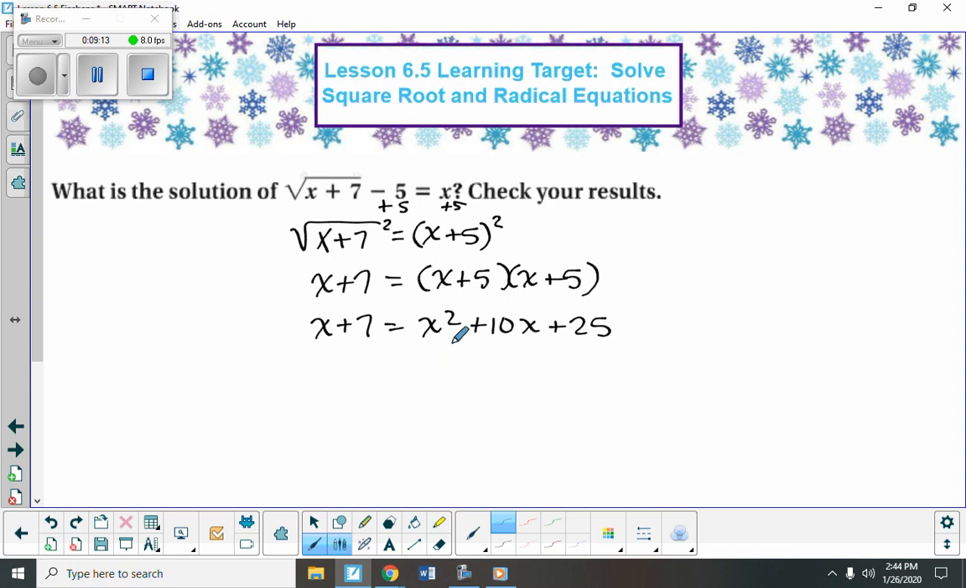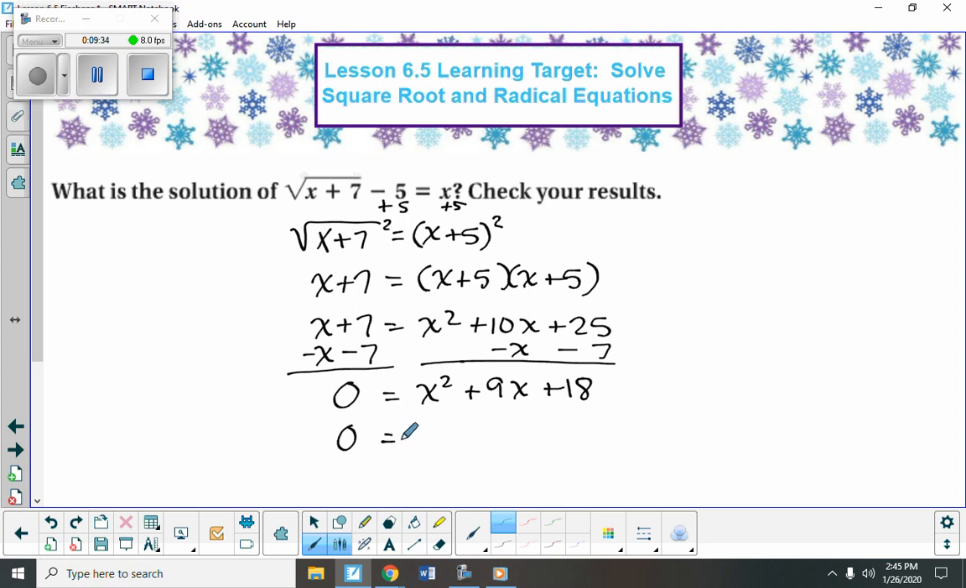So when we solve quadratics, we need to get everything on one side. So we're going to subtract x from both sides. And we're going to subtract 7 from both sides. So we will end up with 0 on the left, and then x squared plus 9x plus 18 on the right. And then to solve, we can either use a quadratic formula or, when possible, factor. That will be quicker. So factors of 18 would be 6 and 3. Those are the ones that add up to 9.